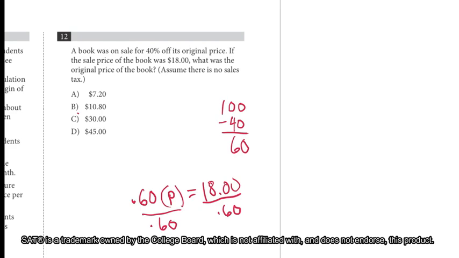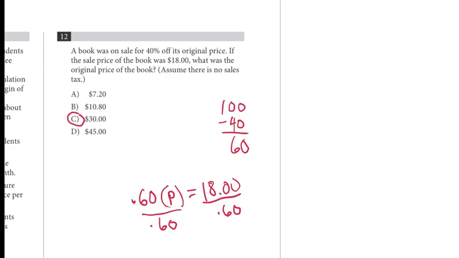These are some of the shortcuts you could see on a test like this, where you don't have to figure that out. You know that 6 goes into 18 exactly 3 times. There's a bunch of zeros here. There are no decimals, so it has to be $30. It's the only possible answer choice.